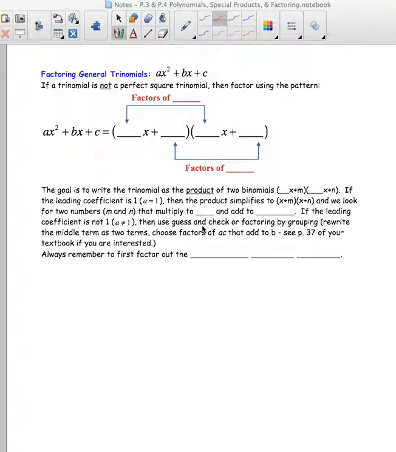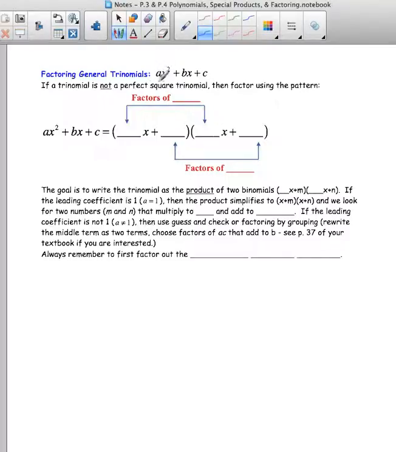Hey, we're going to talk about how to factor general trinomials. This is in our notes packet P.3 and P.4, on the page that starts with example 8, the lower portion of the page. So factoring general trinomials, there are three terms, that's why it's a trinomial, and it's not a perfect square trinomial.